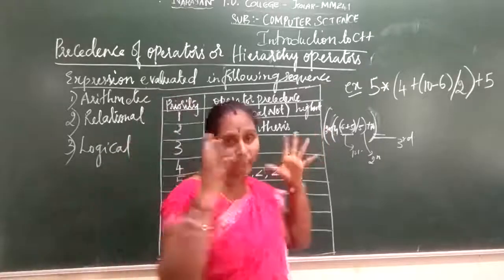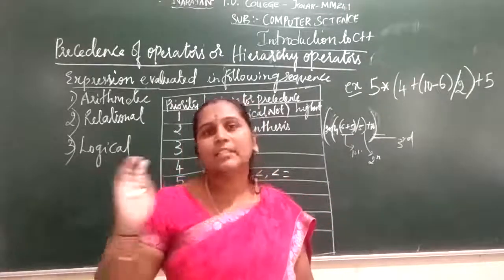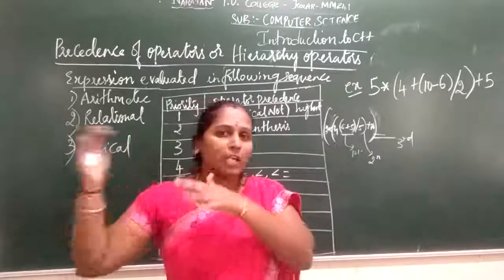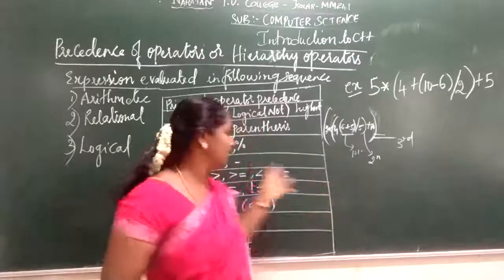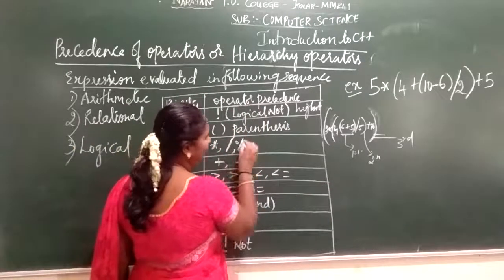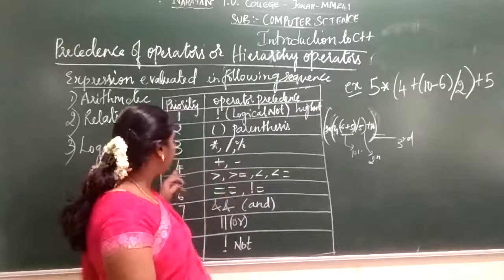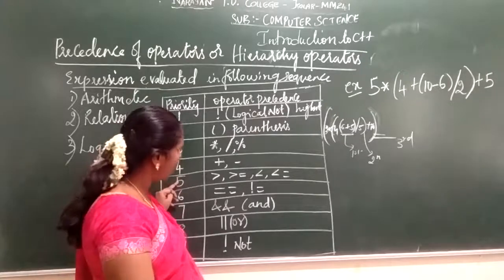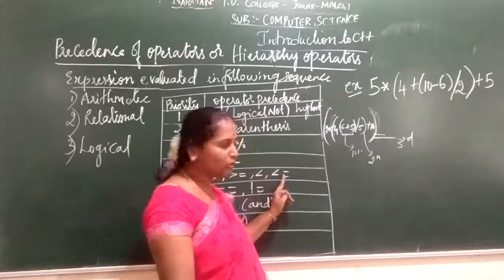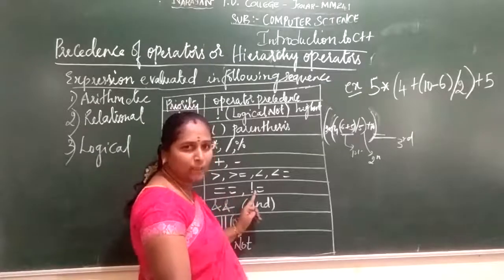Now see, you have one or more parentheses in an expression. As it is, you cannot evaluate the expression. The innermost parenthesis is evaluated first, then the next outermost, and the next outermost. That is how a number of nested parentheses are evaluated. Next, the third priority is given to multiplication, division and modulus. The fourth priority is given to addition and subtraction. The fifth priority is given to relational operators, that is greater than or equal to, less than or equal to. Next, sixth, again relational operators, equal to and not equal to.